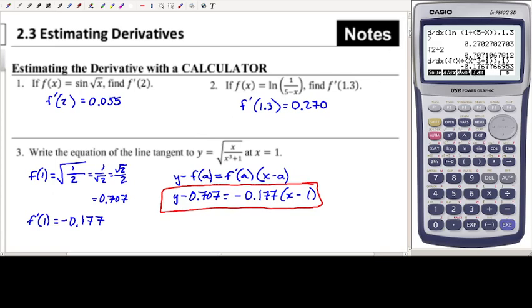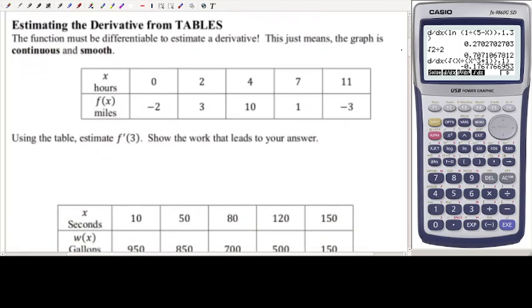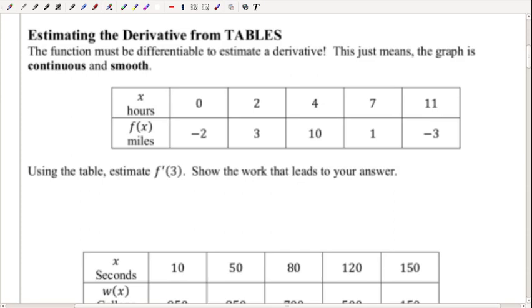Let's take a look at a few more examples that have to do with estimating derivatives. This time we're going to use estimating derivatives from a table, so we don't technically need our calculator for this one, so maybe I'll put it away. So, estimating derivatives from tables.